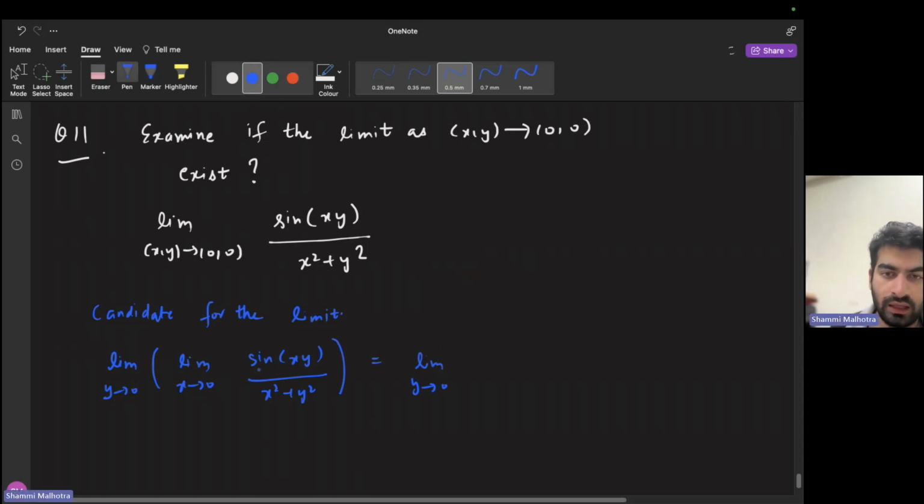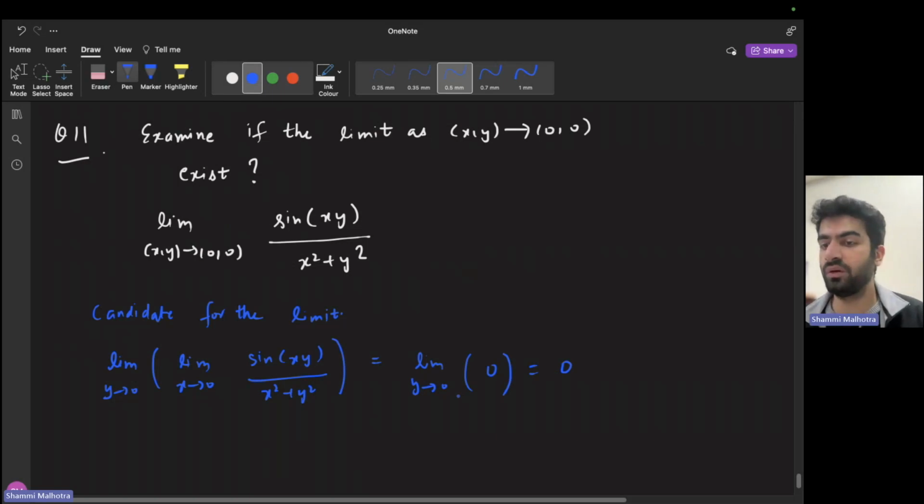So I know for any non-zero value of y, the denominator is non-zero, even if my x tends towards 0. But the numerator also tends towards 0. So this will be 0 divided by some non-zero number, so this limit turns out to be 0. So the candidate for the limit, if it exists, has to be 0 only.